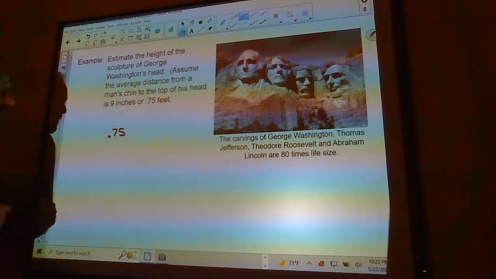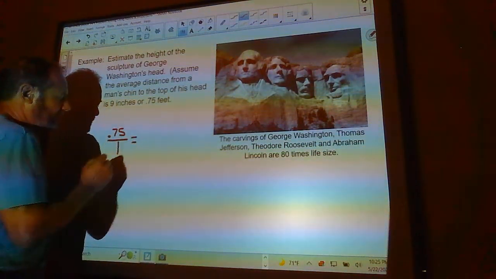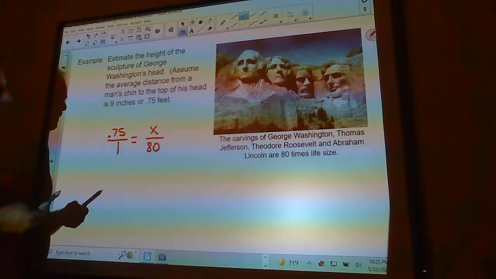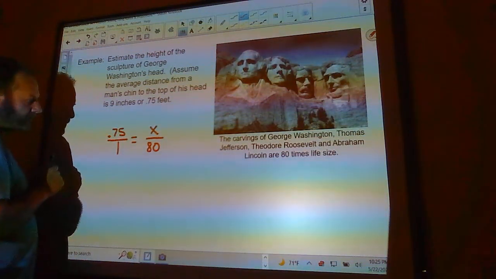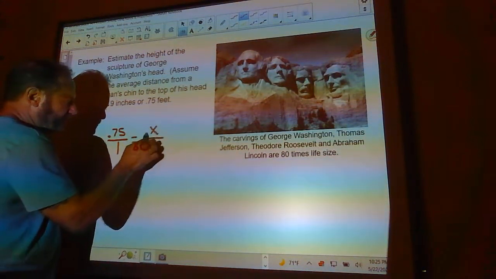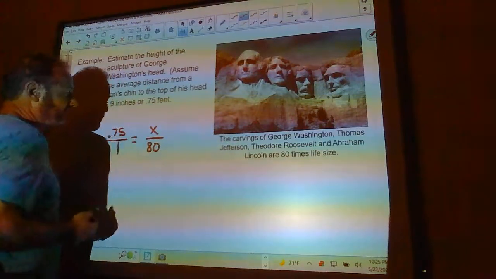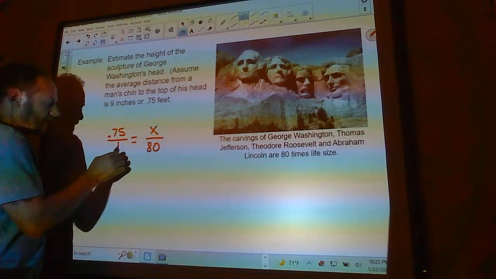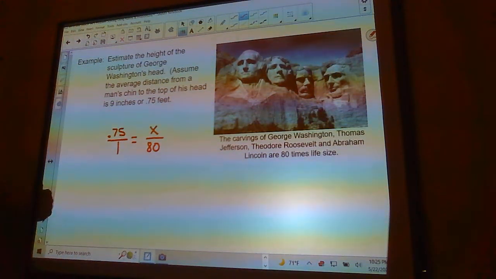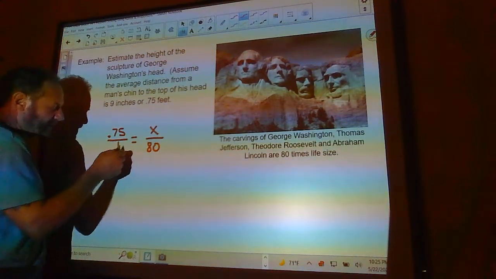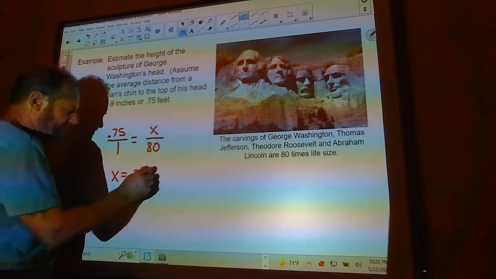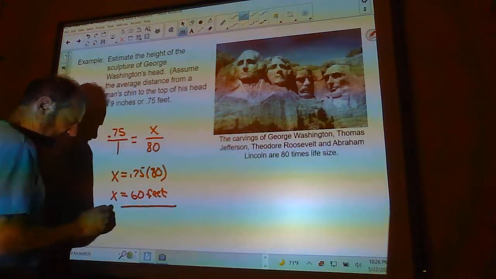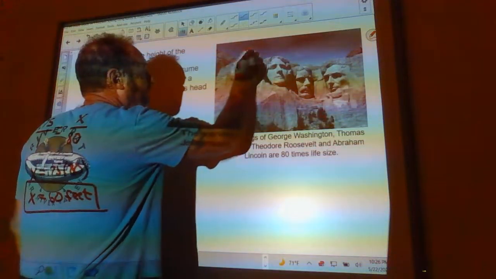So 0.75 feet over 1 is going to equal x over 80. Now, why does this work out? Well, this is the man's height. This is the actual height of his head, and this is the actual height of the head of George Washington here. This is how many times life size it is, and this is over 1 right here. Okay, so I can just multiply these two numbers together and divide by 1. So 0.75 times 80 is going to be 60, and that's in feet. So this is 60 feet from here to here.